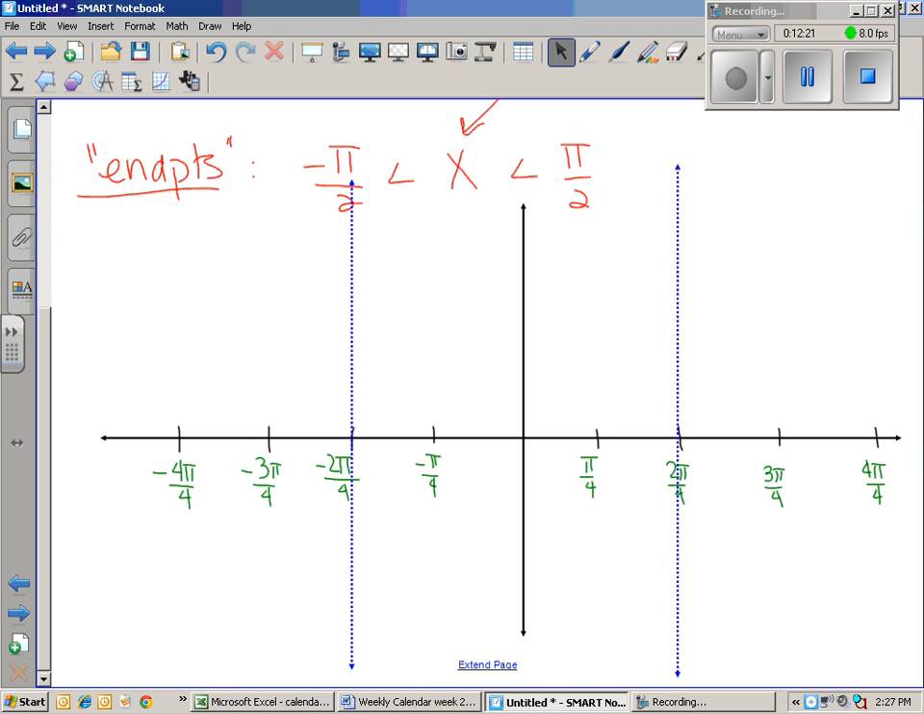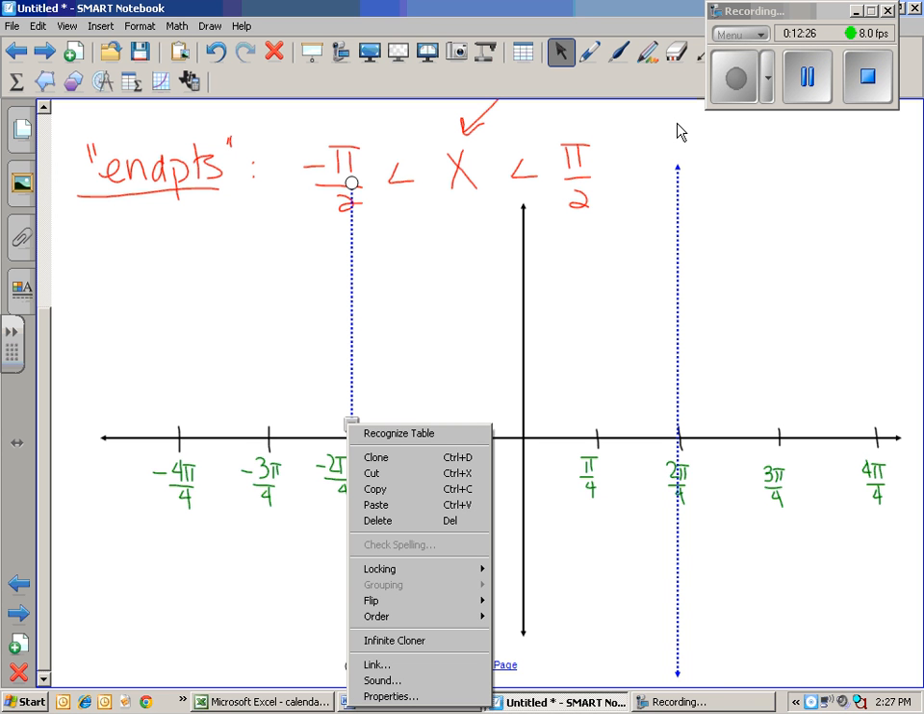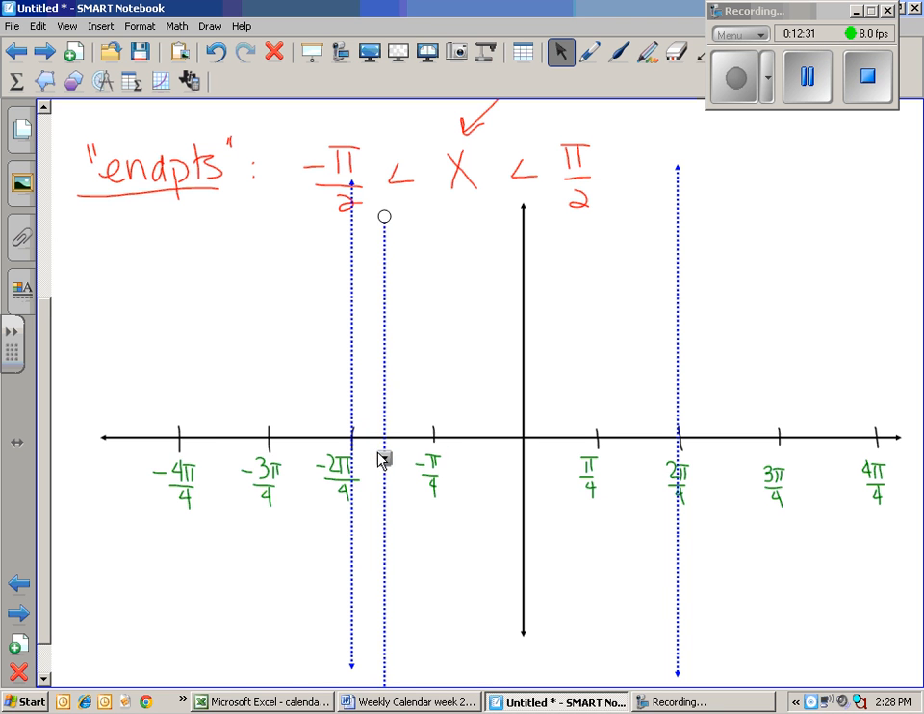And here's how it works. If this is going to happen every pi, I should be able to have it repeating over and over again. So every pi, I should have another one. So I'm going to move this one out here, and we're going to pretend that it fits. So 1 pi is 4 pi over 4. This is at negative 2 pi over 4. If I add 4 pi over 4 to that, or subtract 4 pi over 4, I get negative 6 pi over 4.